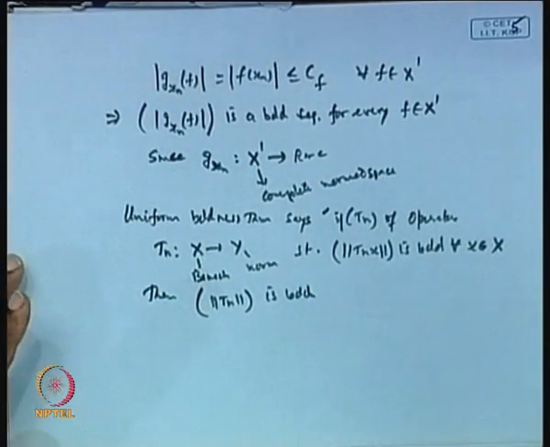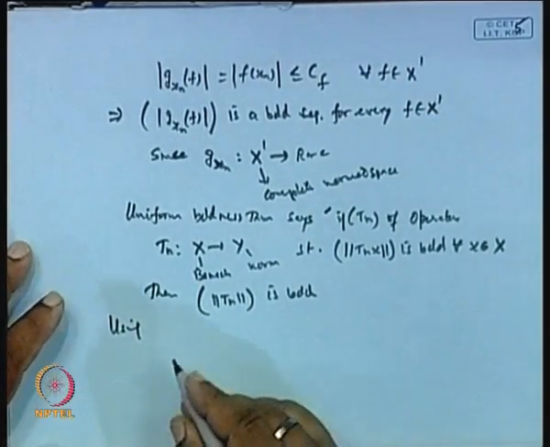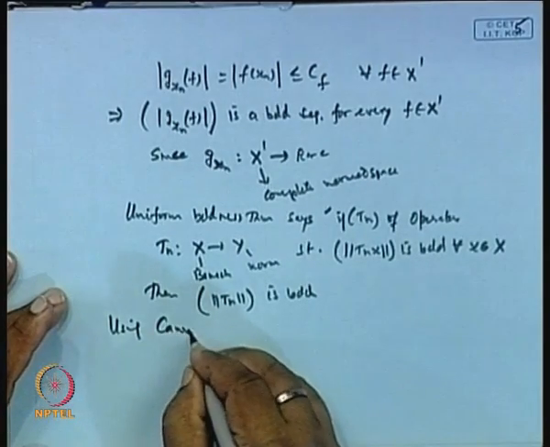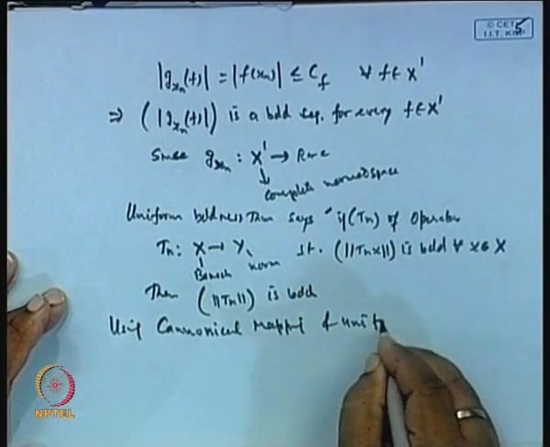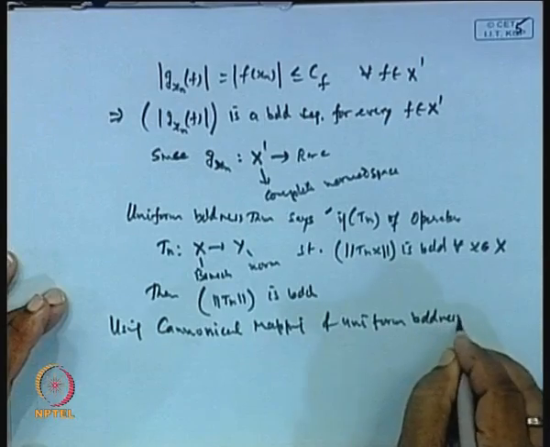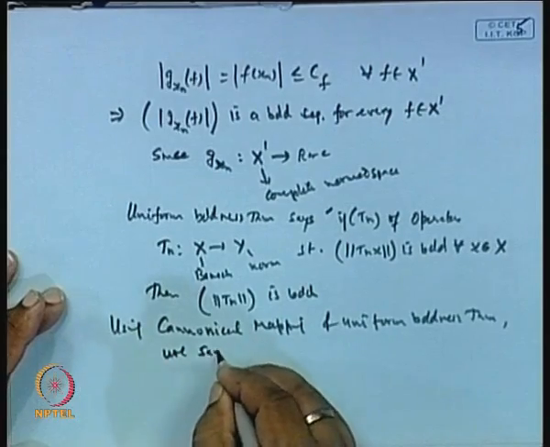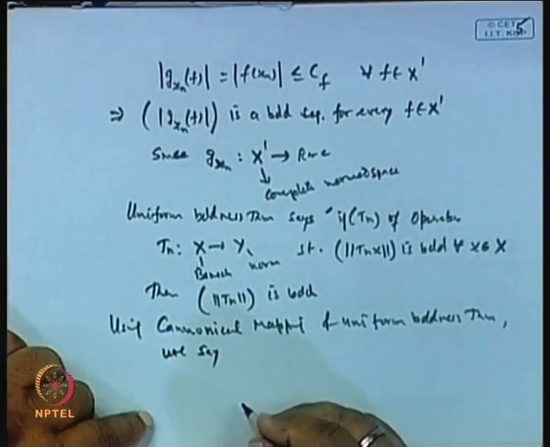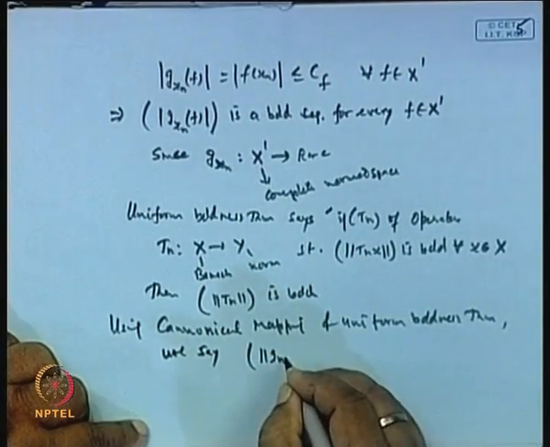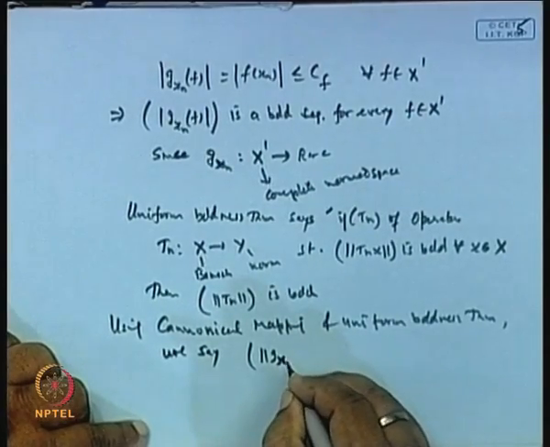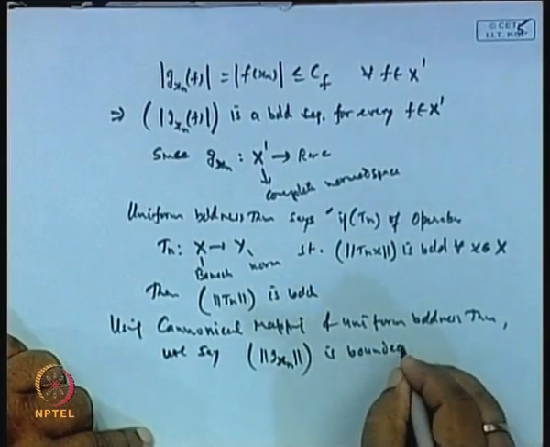So, from here, using the canonical mapping concept and the uniform boundedness theorem, we say that the norm of this sequence g of x_n is bounded. Is it okay? Bounded.